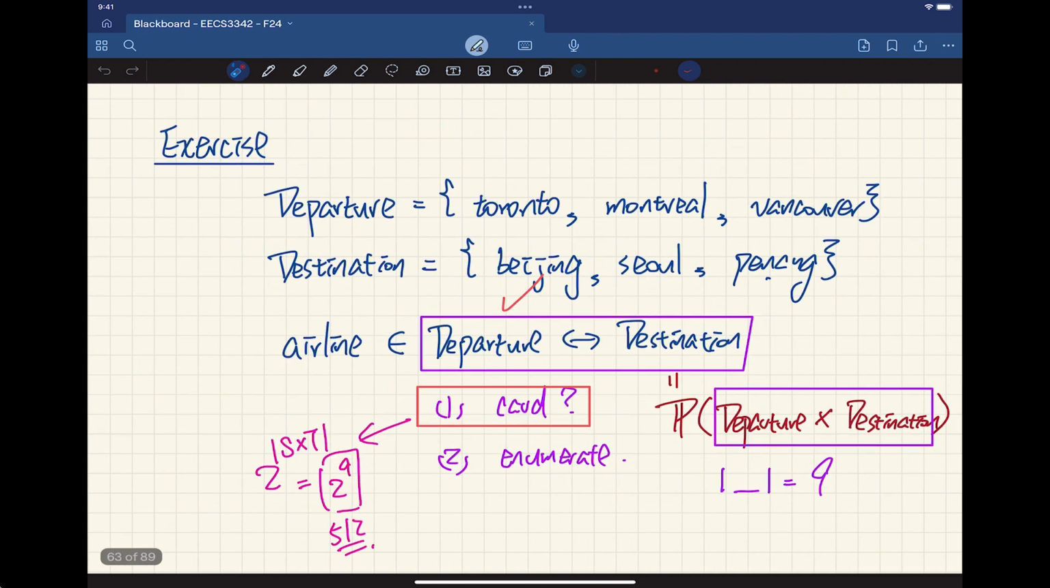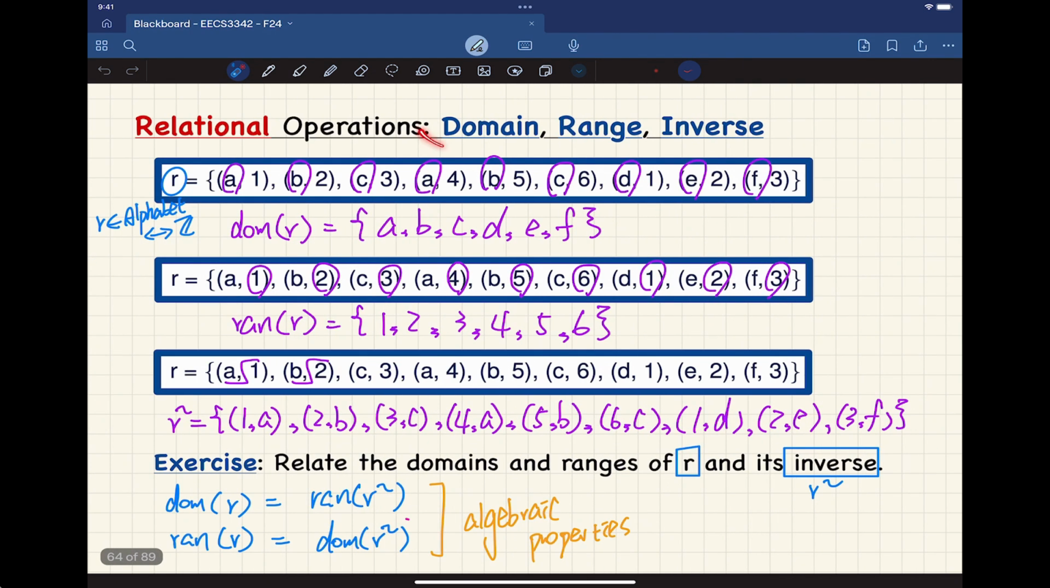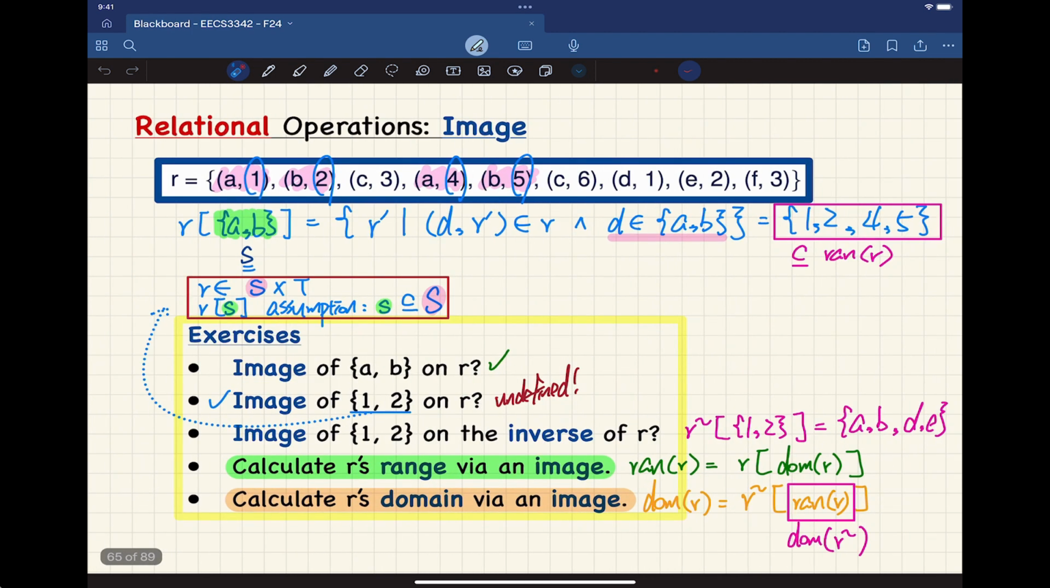And we spoke about some optional exercise. And then we talked about domain, range, and inverse, and some algebraic properties, right? They are straightforward. We'll see more today in the beginning. And we'll talk about image, which is also not too bad. And also we'll talk about some further algebraic properties to understand different operators working together.